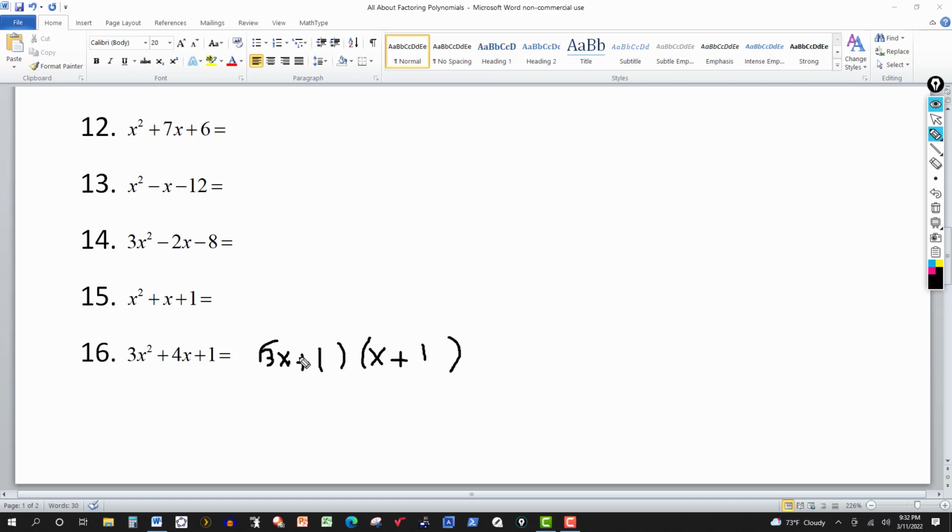Does it work? x times 3x is 3x squared. 1 times 1 is 1. For this product, 1 times x is x, and 1 times 3x is 3x. So x and 3x is 4x. That one checks.